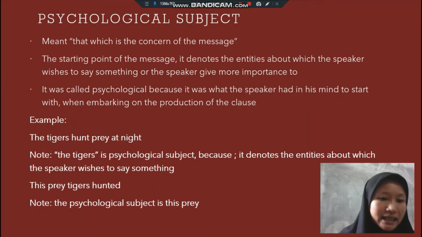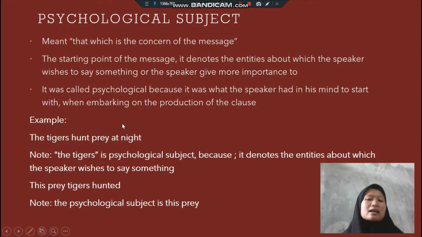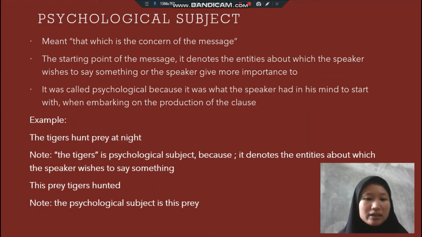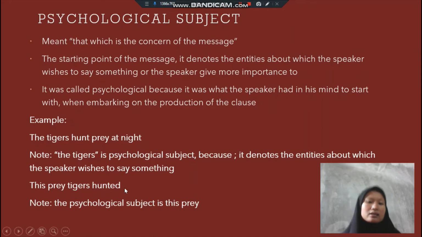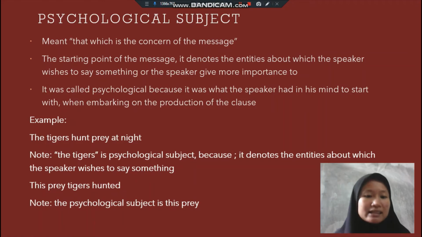So let's see the example. The sentence: the tigers hunt prey at night. The tigers here is the psychological subject because it denotes the entity about which the speaker wishes to say something. The second sentence: this prey, tigers hunted. The psychological subject of this sentence is this prey because the speaker starts the point of the message with the words this prey. So this prey becomes the psychological subject.